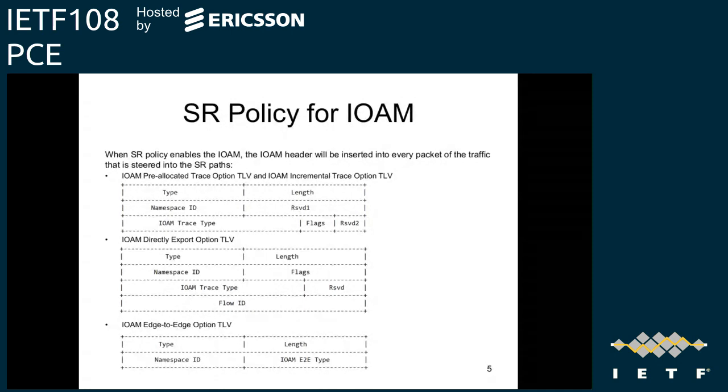So yeah, this is the definition of the different TLVs. For people that are familiar with inband OAM, it is very simple to recognize the relevant information that is considered. So the IOAM trace option TLV, the incremental trace option TLV, the direct export, and edge to edge.